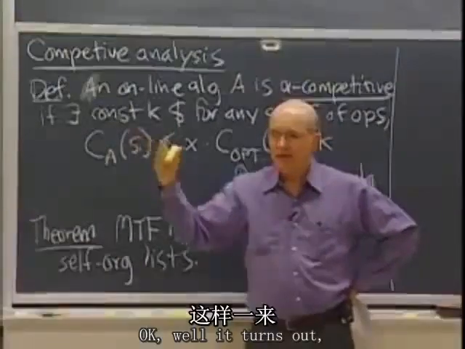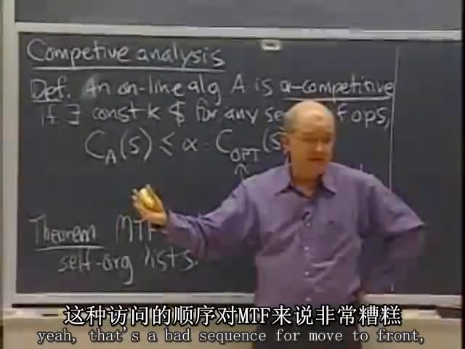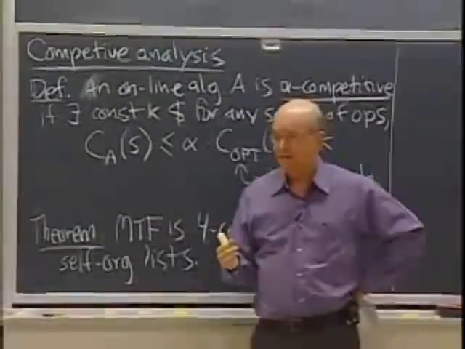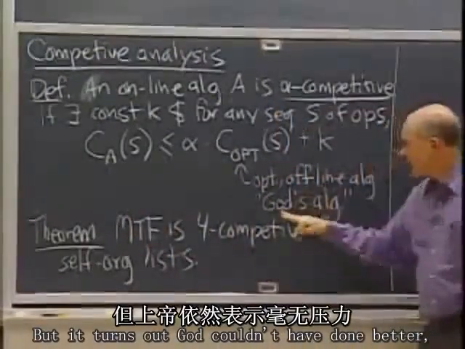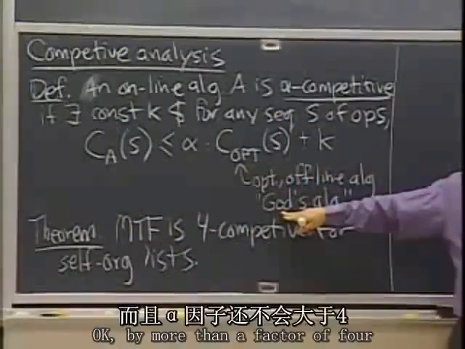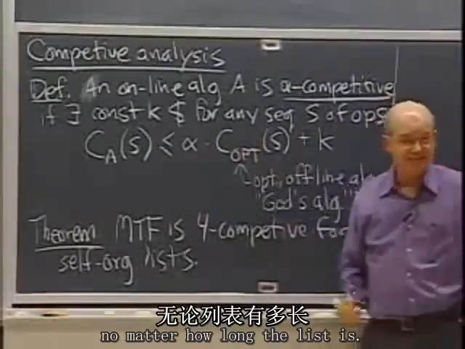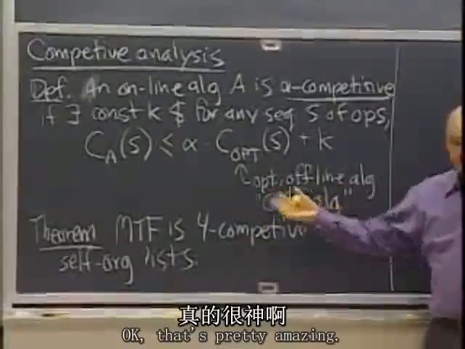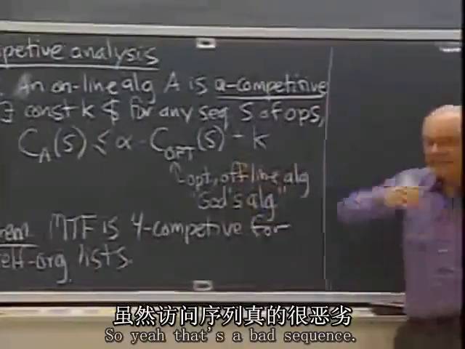Okay? Well, it turns out that, yeah, that's a bad sequence for move to front. Okay, and it will take a long time, but it turns out God couldn't have done better, okay, by more than a factor of 4, no matter how long the list is. Okay, that's pretty amazing. Okay, so yeah, that's a bad sequence.